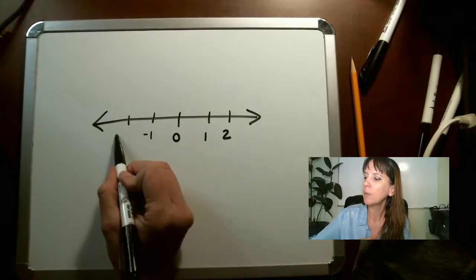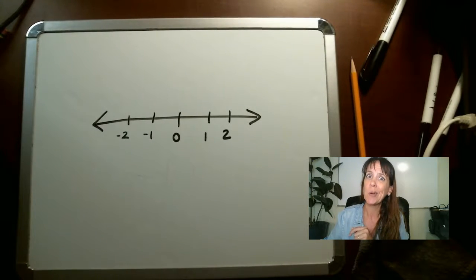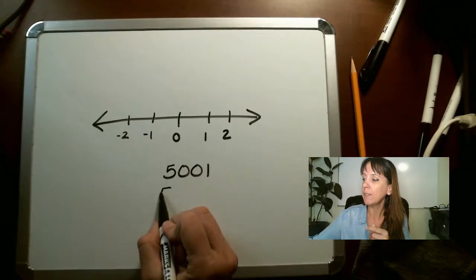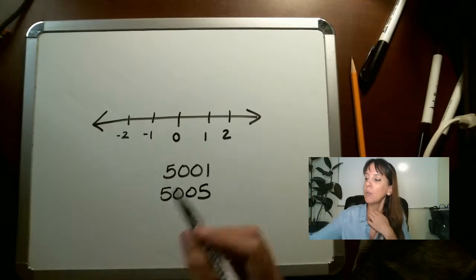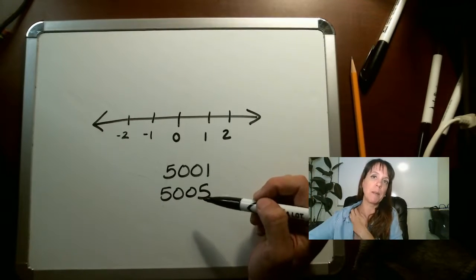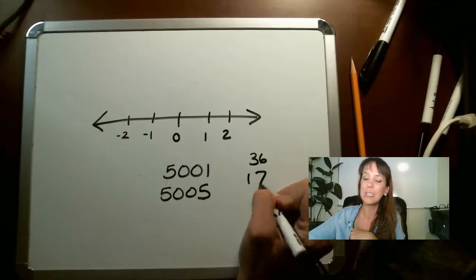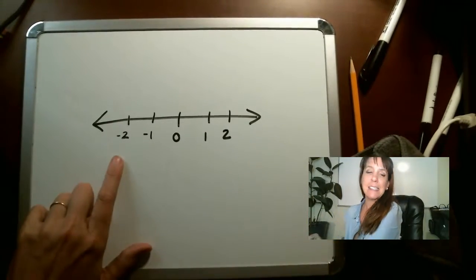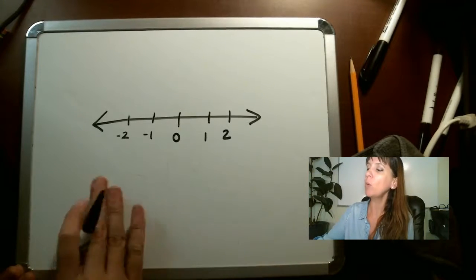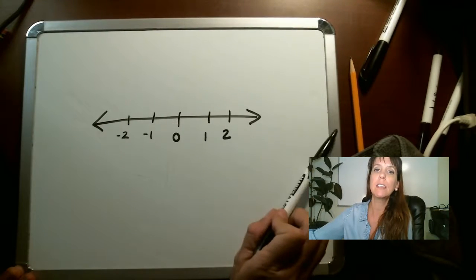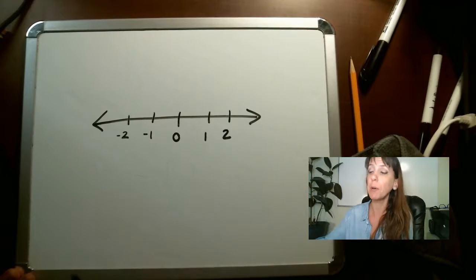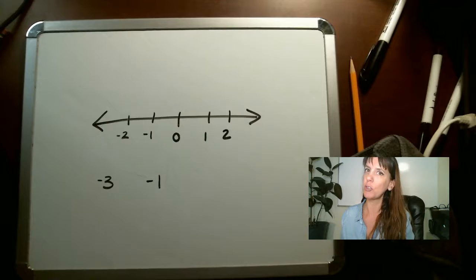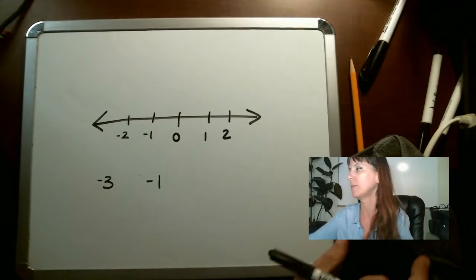In this direction, we go -1, -2. Now, when we're ordering numbers like 5,001 and 5,005, we always pick the larger number, right? So 36 is going to be larger than 17, things like that. What you have to remember about these negative numbers is that that is actually the opposite. The further along this number line in this direction, the larger the number. So if you have -3, -1 is actually going to be larger than that. So you've always got to remember to flip those around, okay?